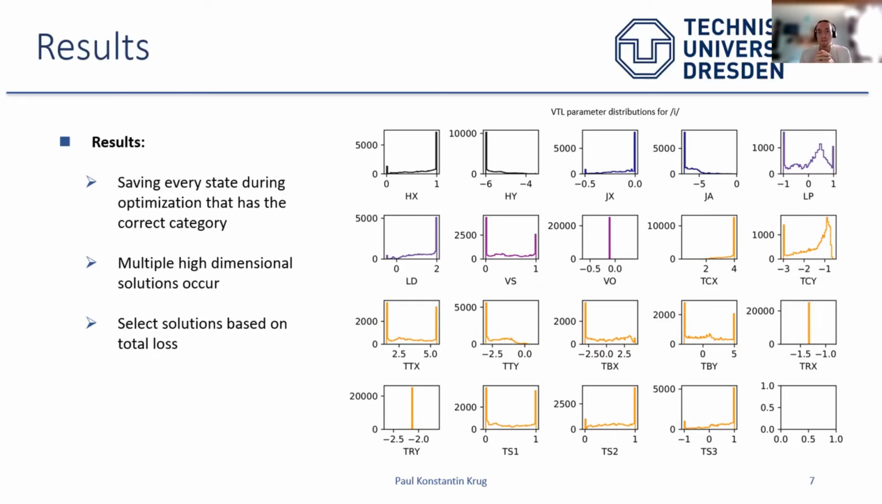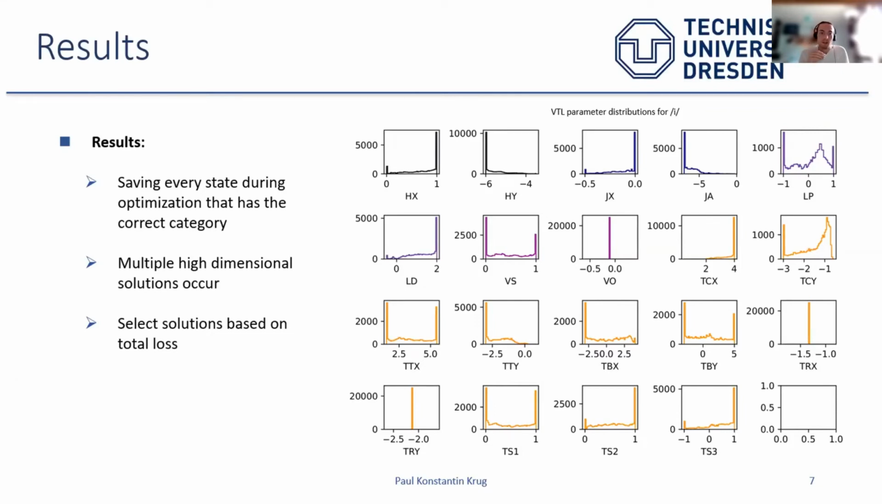You can see these are the distributions of states where the recognizer recognized the category, the vowel E. And you can see that these distributions have multiple peaks. That means we find multiple different solutions. And that's very interesting, but it also makes it very difficult to select an optimal solution.